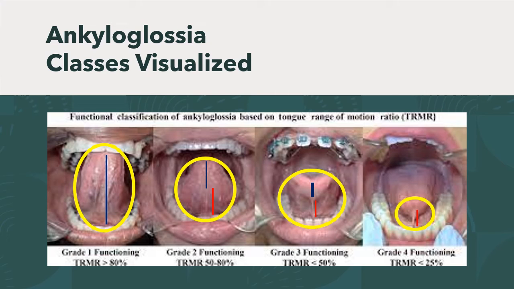Here, the maximum protrusion upward is represented with the yellow circle. The blue lines reflect the untethered region of the base of the tongue. As the classes increase in severity, the blue portion decreases and disappears in the 4th class. The red lines indicate the length of the oral tether.